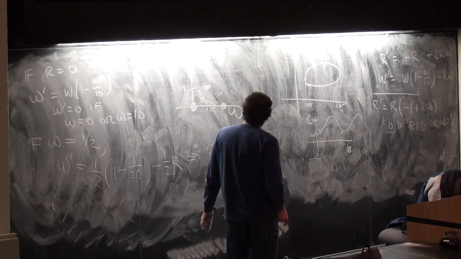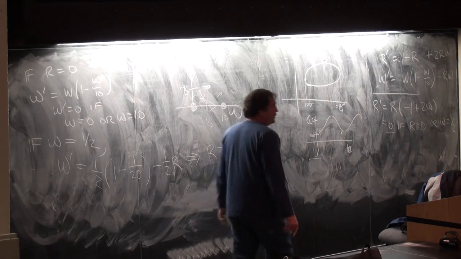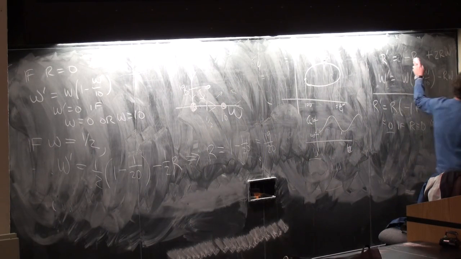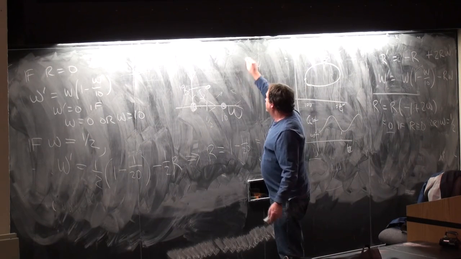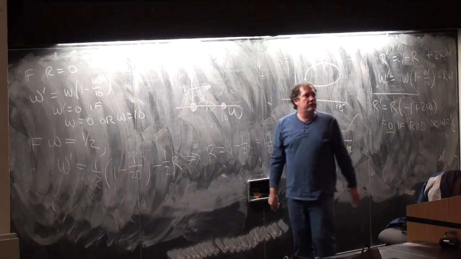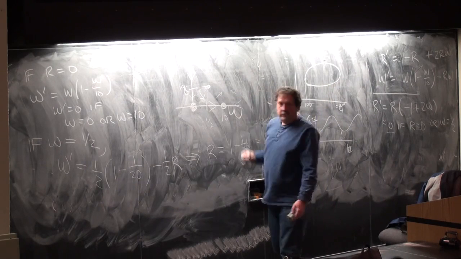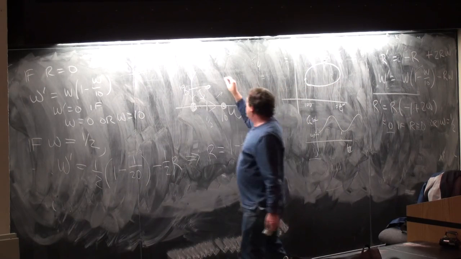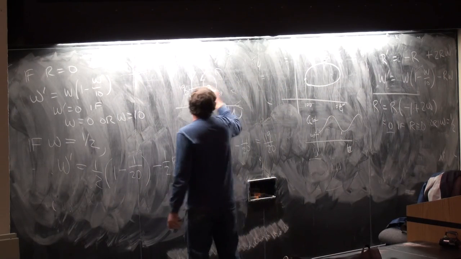So let's see. If W is larger than 1/2, then notice that this is positive for R. So this goes up on this side. So the R's go up over here and come down over here. And the W's go up over here and down over here. So that means that we're going to get something like this, and we'll get a spiral out of it.